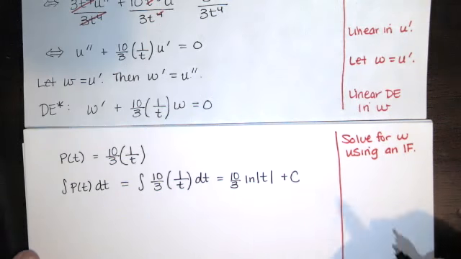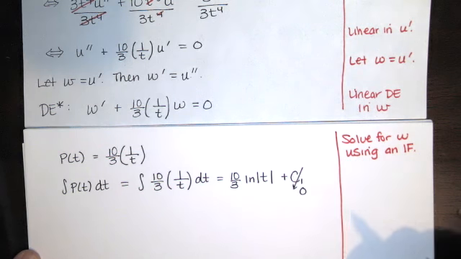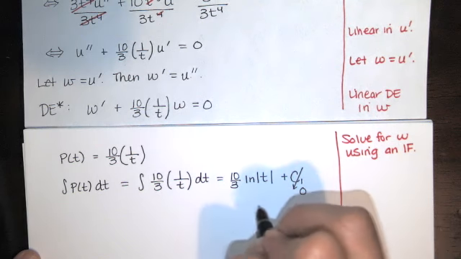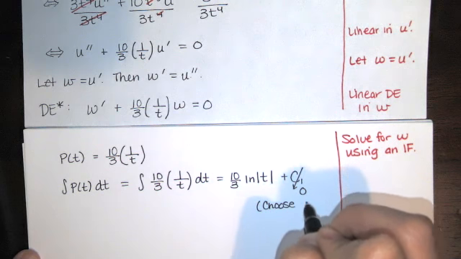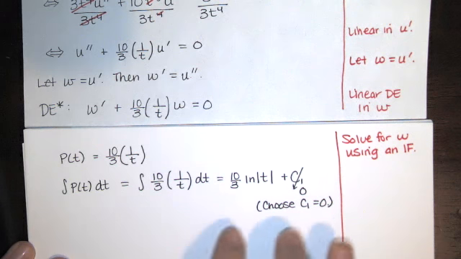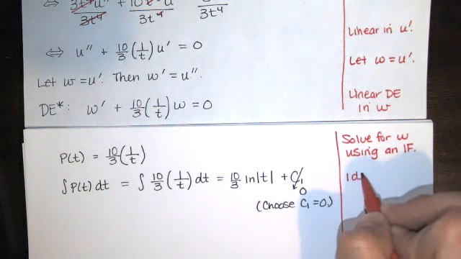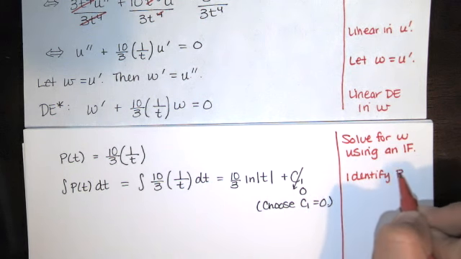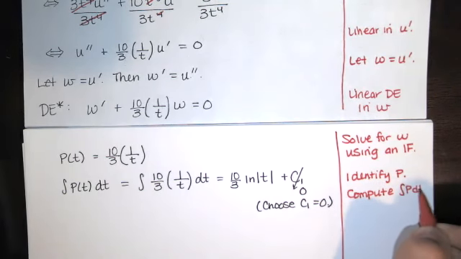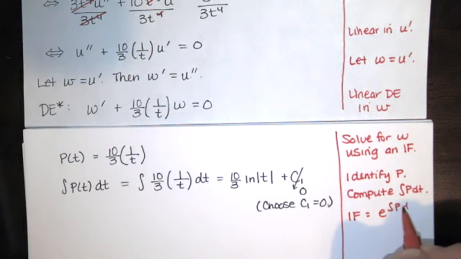And then for reasons that we talked about when we solved linear differential equations, this constant is going to be 0. I guess I should just say that I'm choosing it to be 0. So maybe that little arrow there is misleading. I don't think I'll do that anymore. So we are solving for W by identifying P, and then we're computing its antiderivative. Then we define the integrating factor to be e to that power.